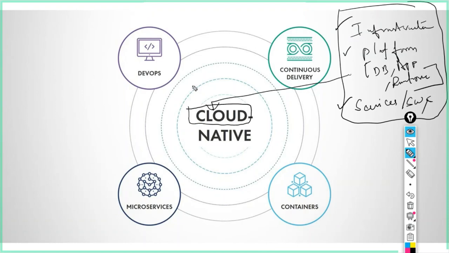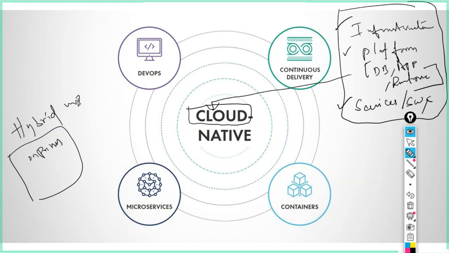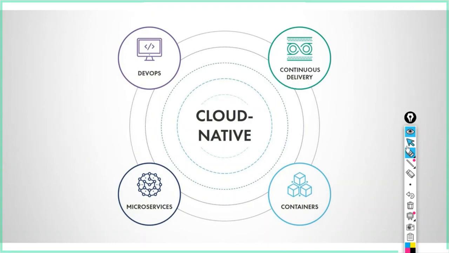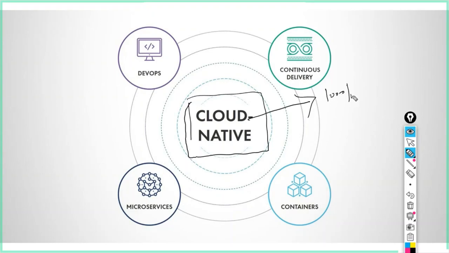So there must be some cases where the application model could be hybrid. That is, partially the deployment could be on-premise and partially the deployment could be on cloud as well. But when it comes to cloud native development, 100% as I have told, for the software needs and the hardware needs, that is nothing but infrastructure.